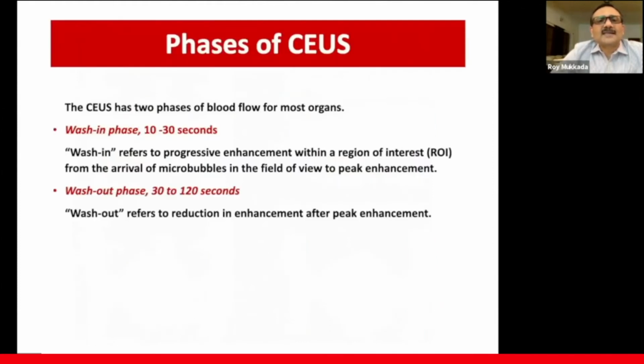So the contrast enhanced ultrasound has two phases of blood flow for most organs. One is the washin phase, that's the 10 to 30 seconds. The washin refers to a progressive enhancement within the region of interest, from the arrival of microbubbles in the field of view to peak enhancement. That is the washin phase. And the washout phase is 30 to 120 seconds, that refers to reduction in enhancement after peak enhancement.